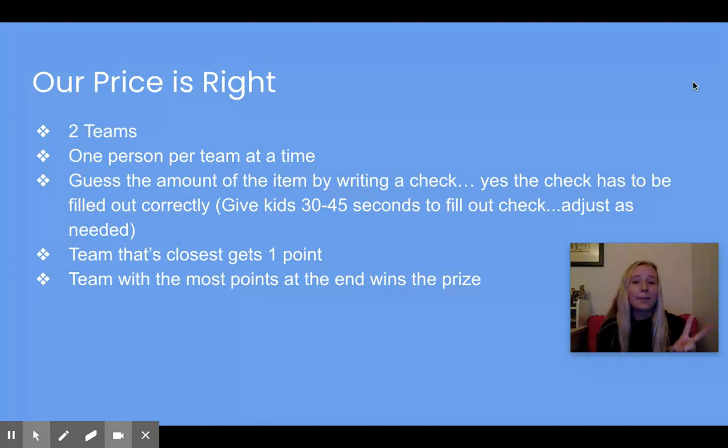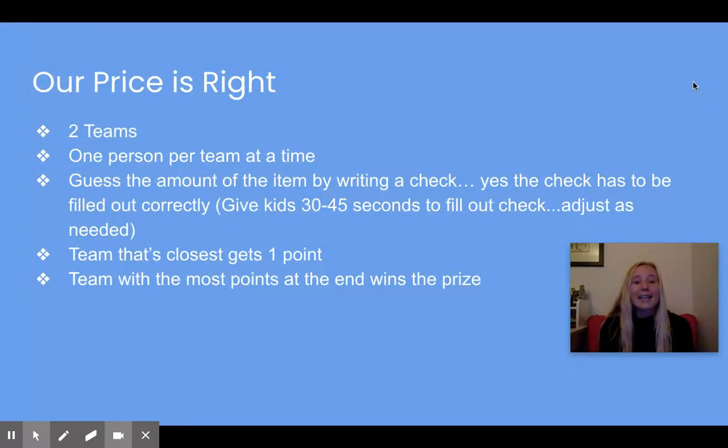Now, this is where the second blank check on your sheet comes in handy. This is what you will use it for. So you are going to fill out that check according to how much you think that item is. Now, here's the catch. If the check is not written correctly, it does not count. Okay? So even if you're closer in the price, but you forget to put the date or you put the memo wrong, you do not get it, okay?